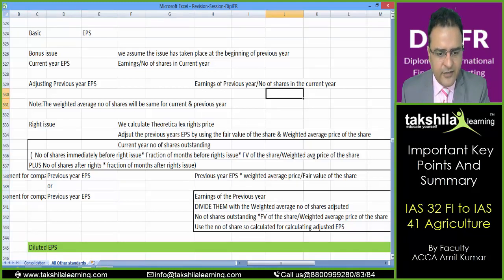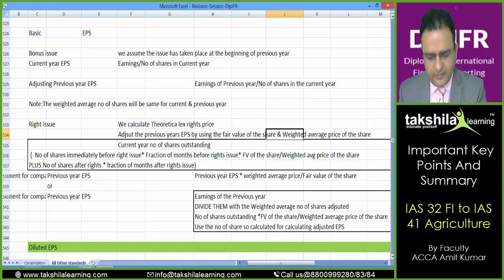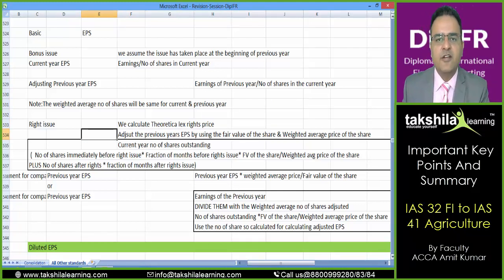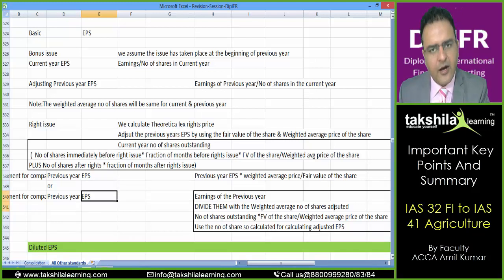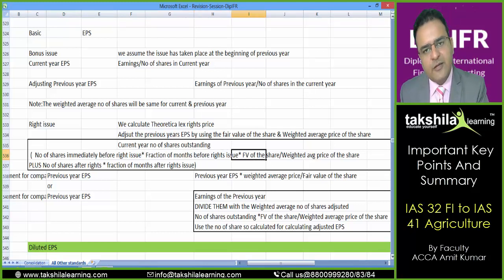Now what if there is a rights issue during the year? Now during the year, if there is a rights issue, means there is a period before the rights issue, there is a period after the rights issue. So the previous period before the rights issue needs to be adjusted like we adjusted the previous year EPS. So are we required to adjust the period before the rights issue for this bonus element? So what we do, number of shares immediately before rights issue, we multiply with the fraction of the months before the rights issue, and we multiply with the same fraction which we use for previous year EPS adjustment.